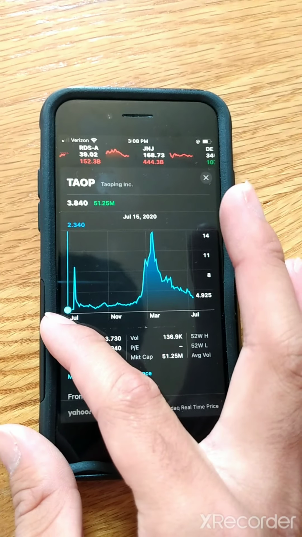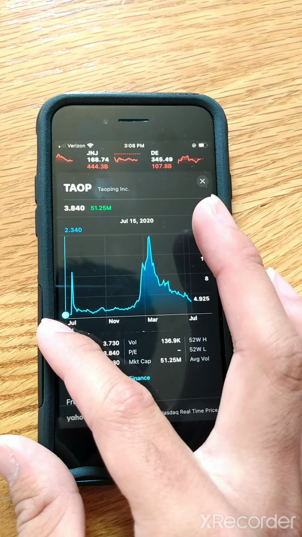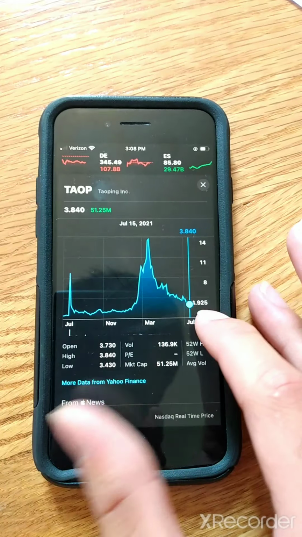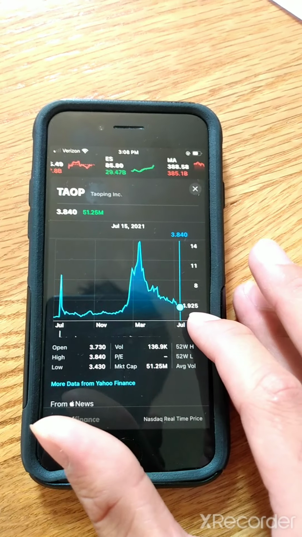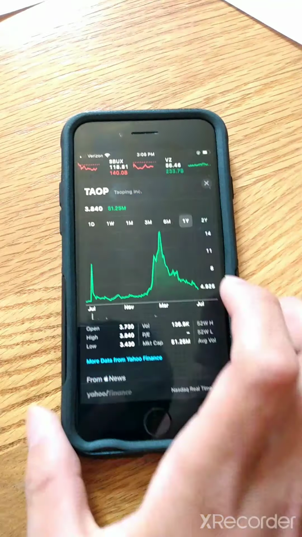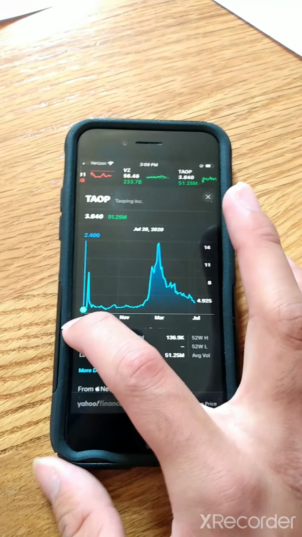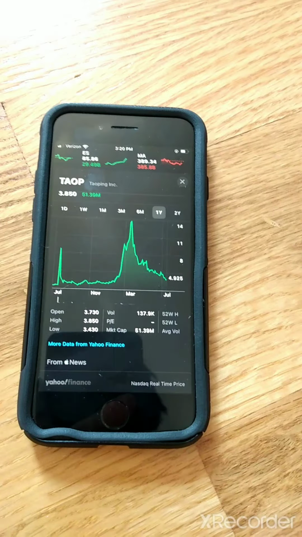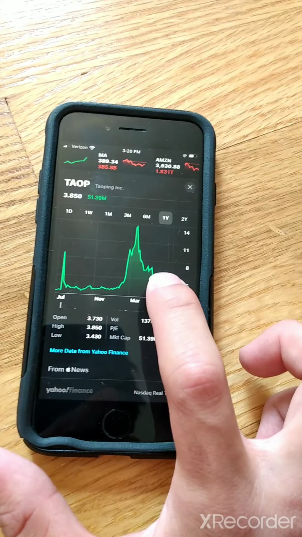So, at the start of the year, their share was $2.34 per share. But at the end of the year, this is a 1-year investment, it's $3.84 per share. What is the percent change to get from here all the way to here? How much did Taoping change in a 1-year investment?